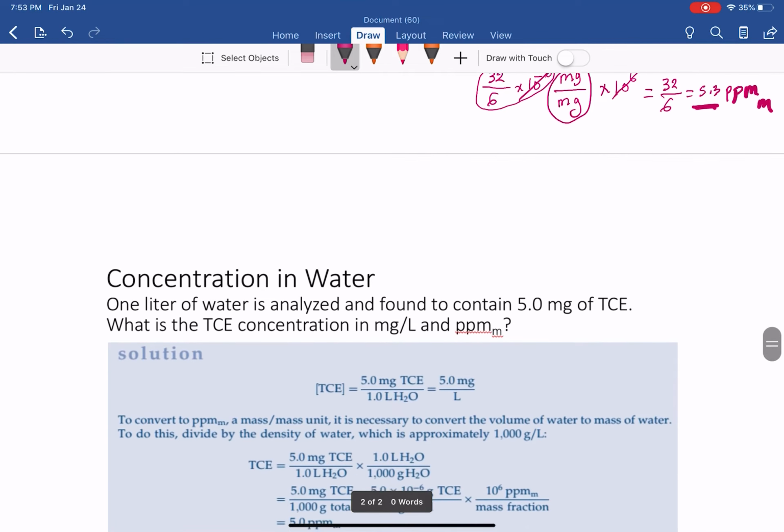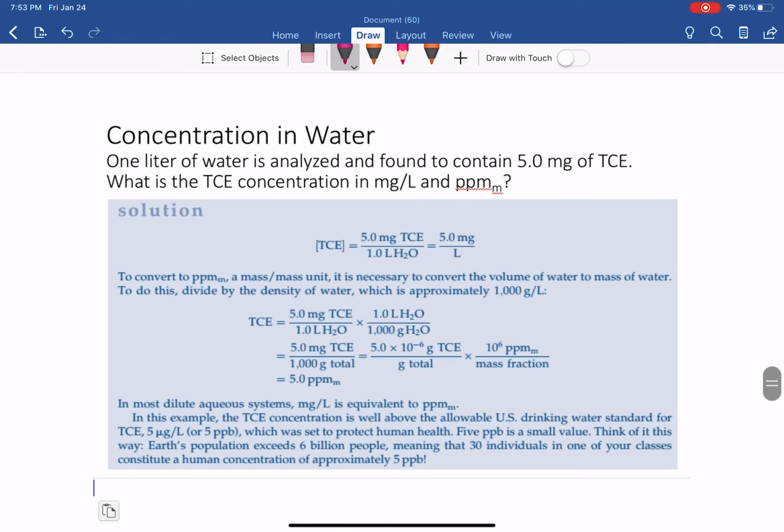Okay? So, we'll go ahead and finish the last example in the video number 2, which is the same thing, that you have 1 liter of water. 1 liter of water is analyzed and found to contain 5 milligram of TCE. So now we have milligram and we have liter. Remember the second part of the table?